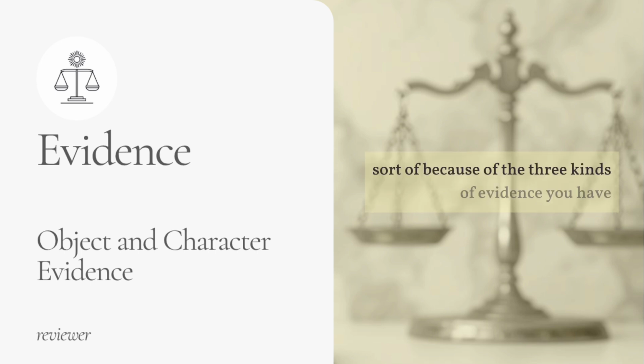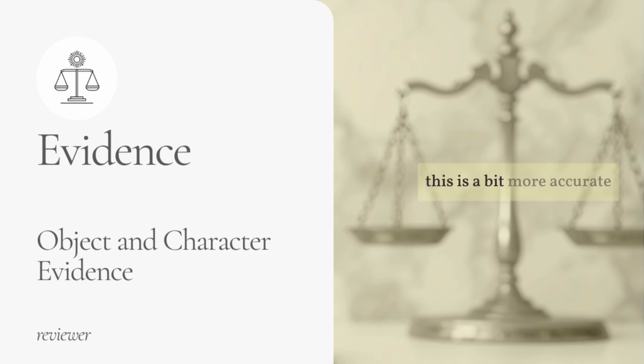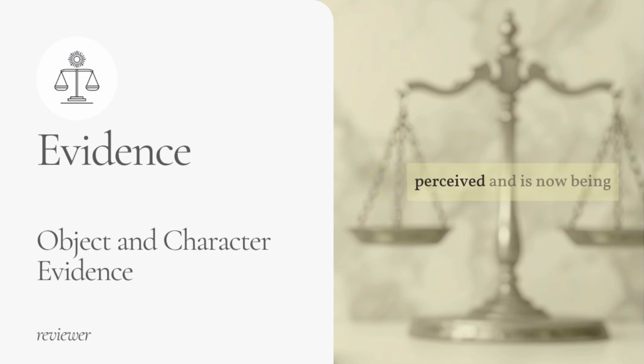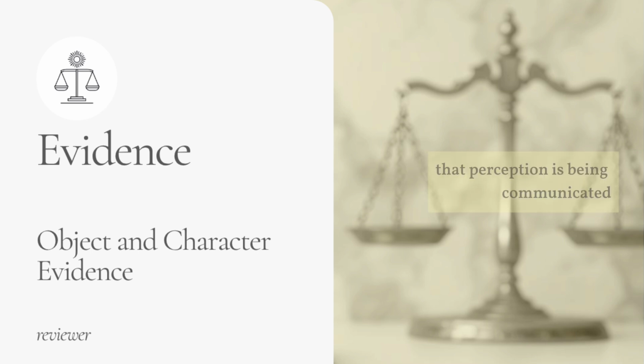Sort of, because of the three kinds of evidence, testimonial evidence also appeals to the senses because you have to physically hear it, and also you're observing the demeanor of the witness. In the definition given by Wigmore, this is a bit more accurate, where object evidence conveys a first-hand impression. So testimonial evidence gives a second-hand impression because it's a recollection of what was previously perceived, and that perception is being communicated and appreciated by the court through their senses now.